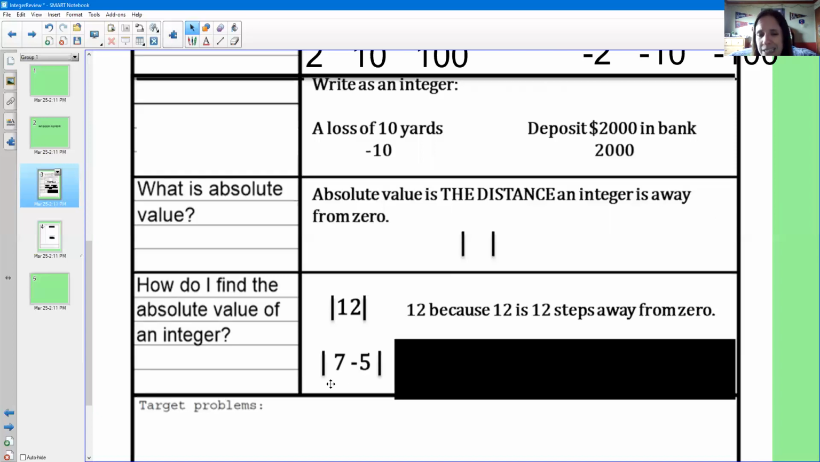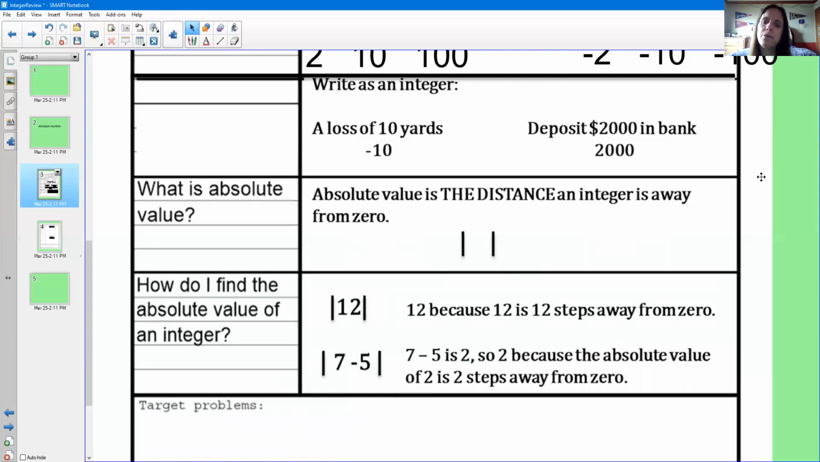But then we did problems like this, where there was an actual operation within the absolute value. So we would read this as the absolute value of 7 minus 5. All right, absolute value symbols, when there's an operation inside, it's like PEMDAS, do that math first. So what's 7 minus 5? 2. So you're really taking the absolute value of 2. How far from 0 is 2? 2 steps from 0, so the absolute value is 2.